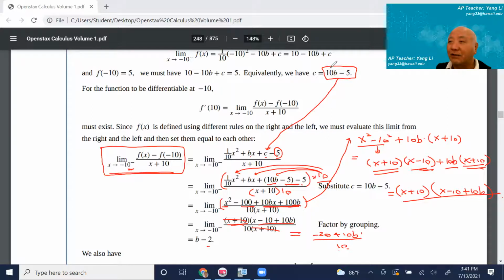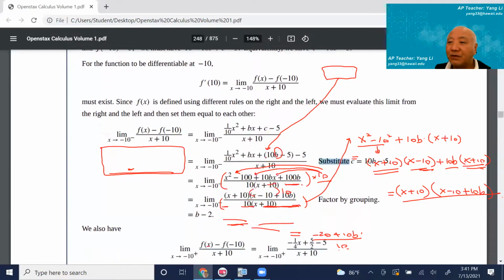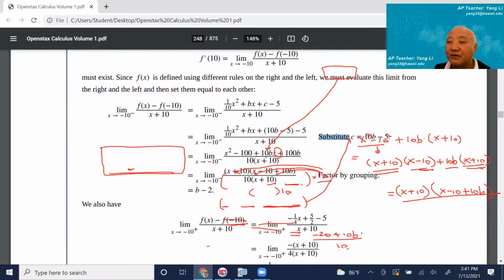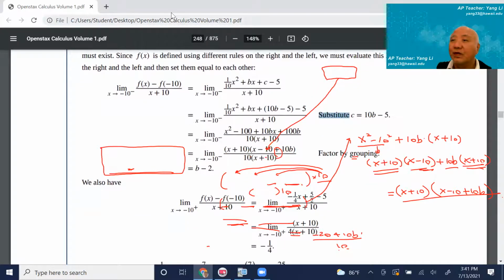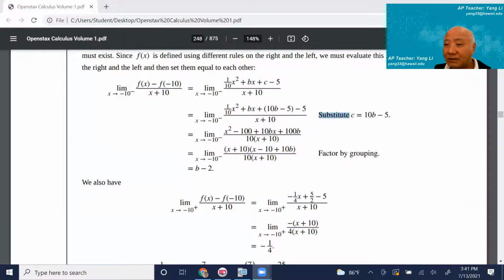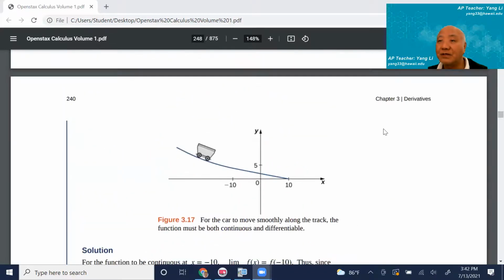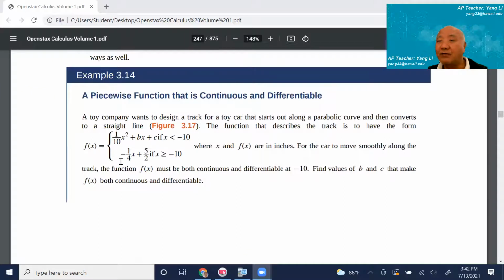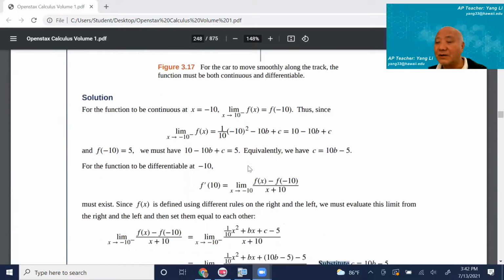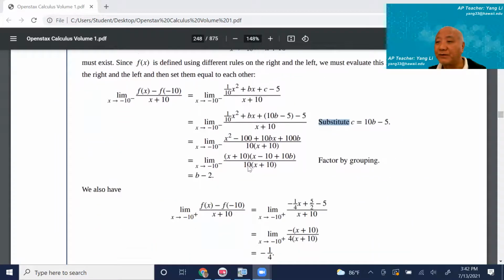Now we're going to continue to build up the equation because we knew this one must be equal to what? Because it's differentiable, right? So it should be equal to the right limit, right? Right limit, be careful here. The function is different from the very beginning, you can see here. The function should be -1/4 x plus 5/2. That's the function on the right side of -10, right?